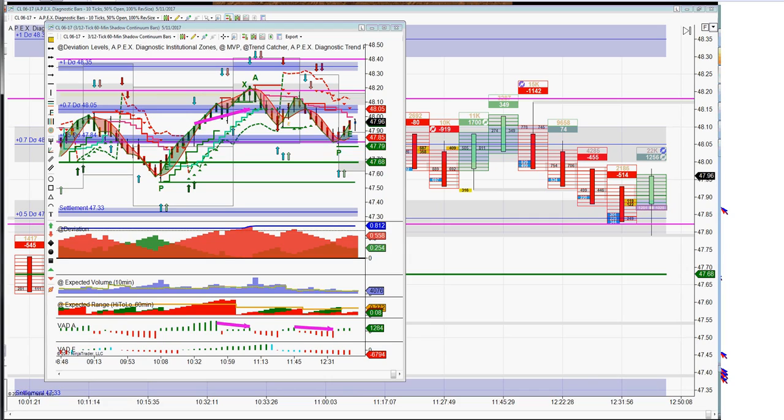That E green would help, but I still don't have a divergence. But it would help me confirm taking a long trade. But I don't have a divergence on the bad A.